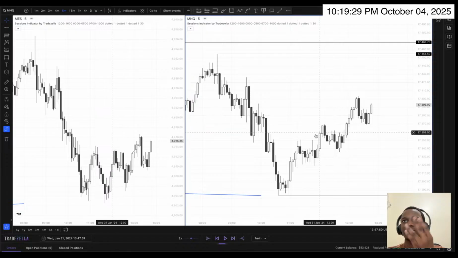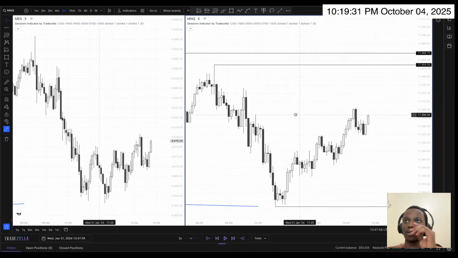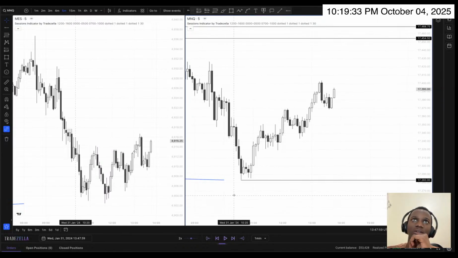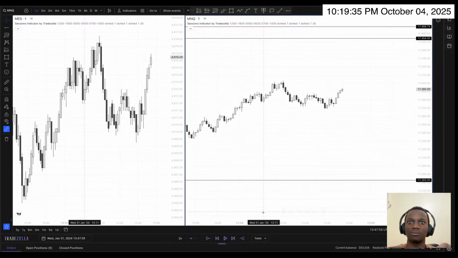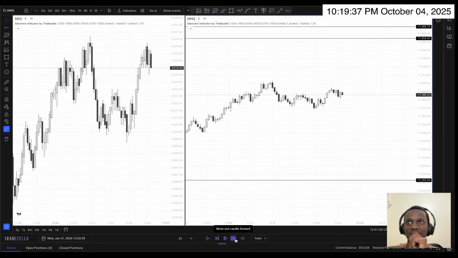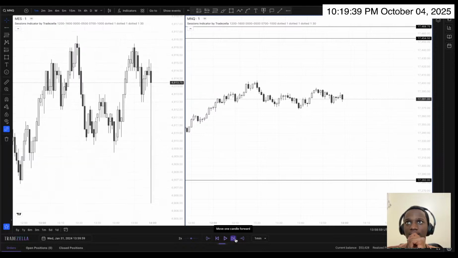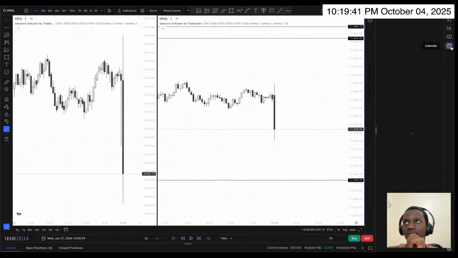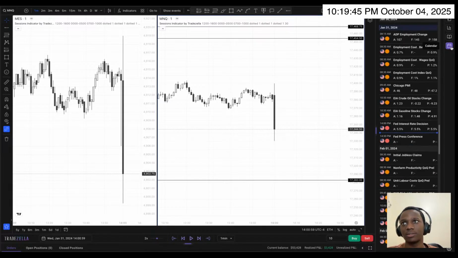So we've created some inversions and we've progressed higher. So I think maybe I could have one more manipulation right before FOMC. So let's just wait for the FOMC to set in. I think it's the Fed interest decision.